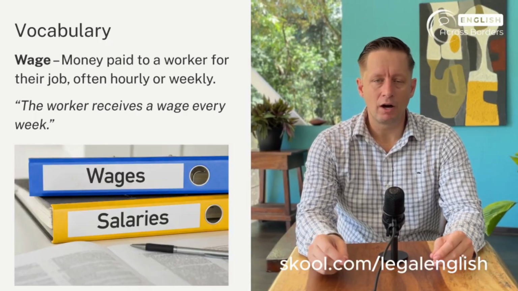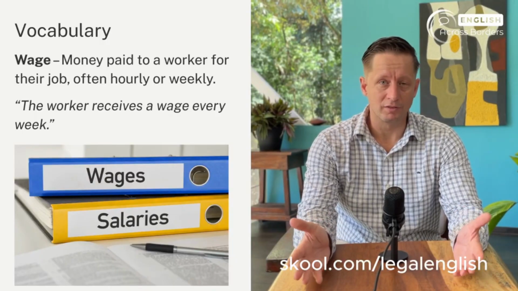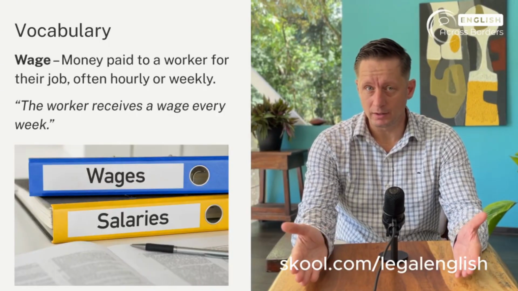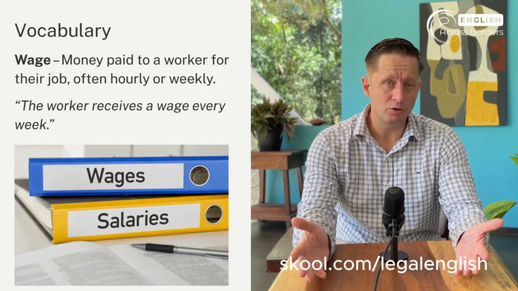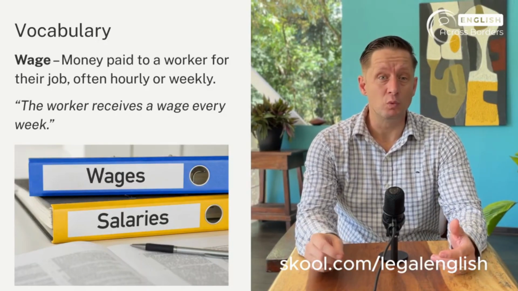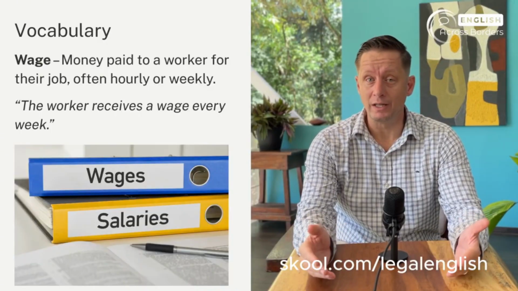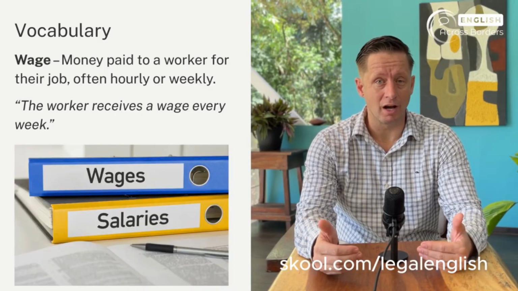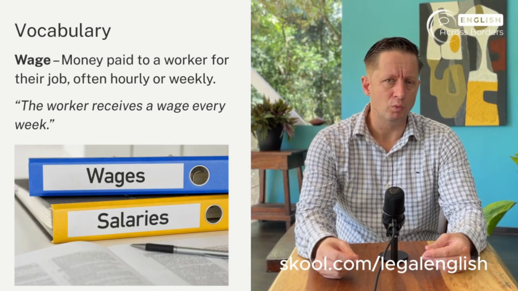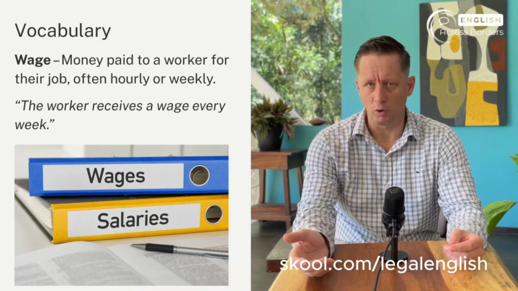It is often calculated by the hour, the day, or the week. For example, the worker receives a wage every week. Imagine a factory worker earns $5 per hour. At the end of the week, he has worked 40 hours. So his weekly wage is $200. In professional jobs, people often use the word salary, but both mean payment for work.